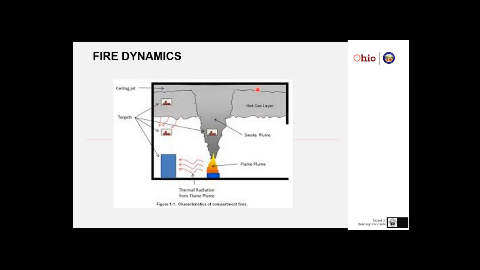As the fire grows, this hot gas layer will drop. But ideally what we want to do is keep this space clear and free so that people can walk out of the building to the exits safely. That's ultimately the goal: to make sure that people can see, maintain visibility, and maintain tenability in that space so that people can safely get out of the building.